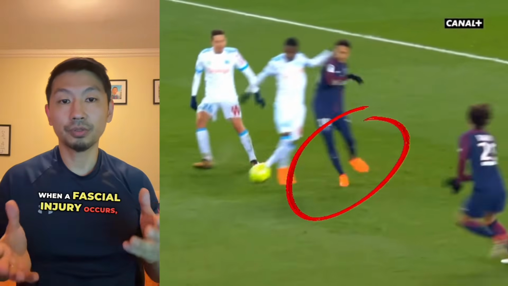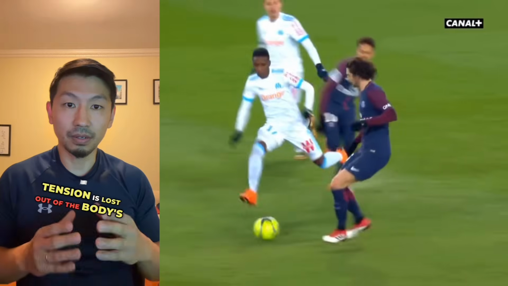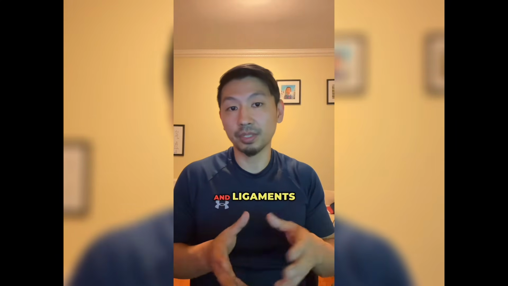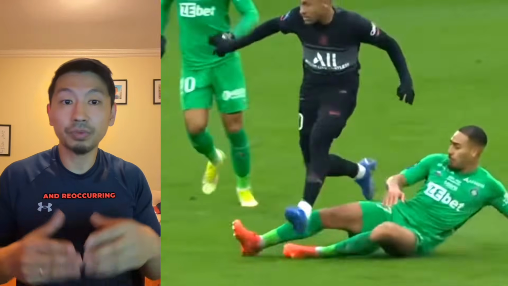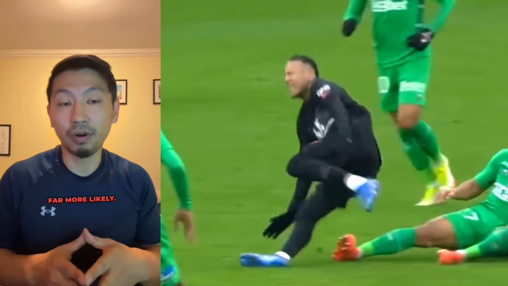Number 4, weak fascia connection may cause pain because the body has to find alternative compensatory patterns and can overload other bodily areas and put them under greater stress. When a fascial injury occurs, tension is lost out of the body's tensegrity system. This just means there's slack present. Slack in the system is a great opportunity for adhesions to occur, other body parts to be overloaded, joints, muscles, and ligaments to become unstable, and recurring injuries become far more likely.